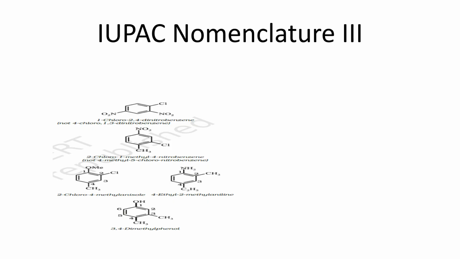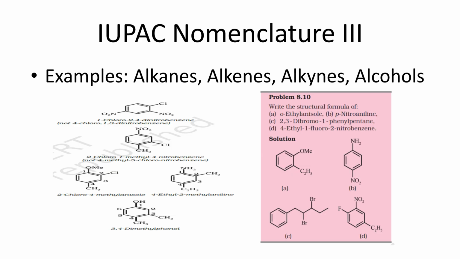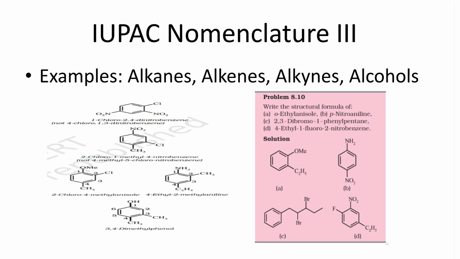These examples demonstrate the application of IUPAC rules for various classes of compounds, including alkanes, alkenes, alkynes, and alcohols. Proper naming allows for precise communication about molecular structure, ensuring there is no ambiguity when identifying specific chemical species.